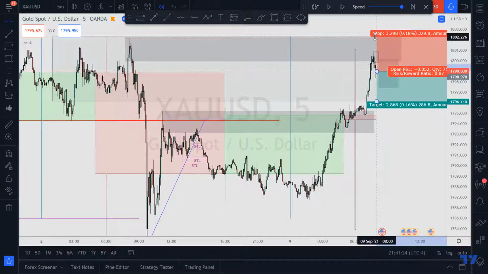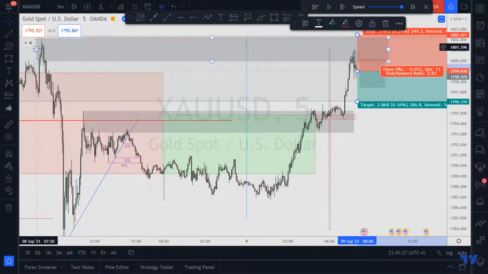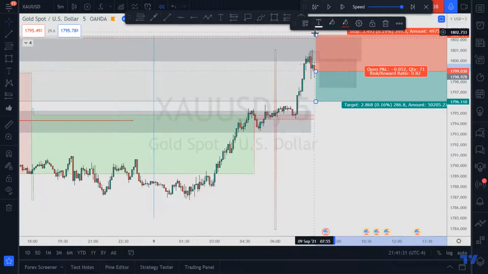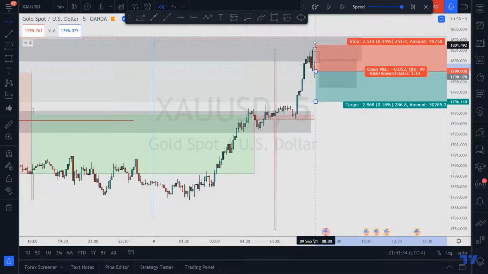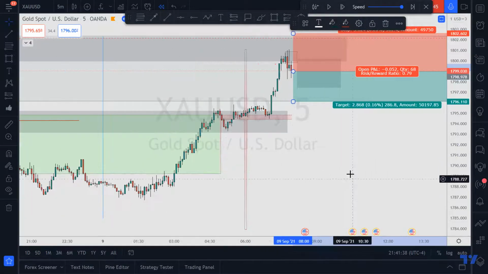But if you want to be safe, put it above this order block as opposed to this one. But I always put it above the order block in which I entered. That's what I do. You want to be safe? You can. Still a sniper entry.